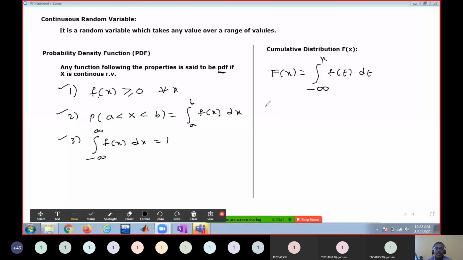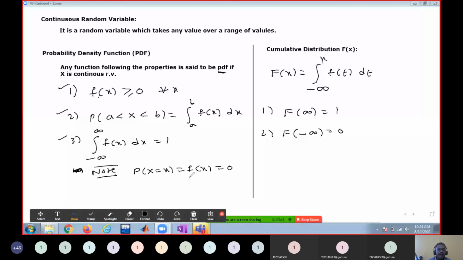Now you can see that F of infinity is going to be 1. F of infinity has to be 1. F of minus infinity is going to be 0. And remember, note, for a continuous random variable, the probability that x takes a single value is 0. There is no point in asking the probability at a single point. Please remember this.